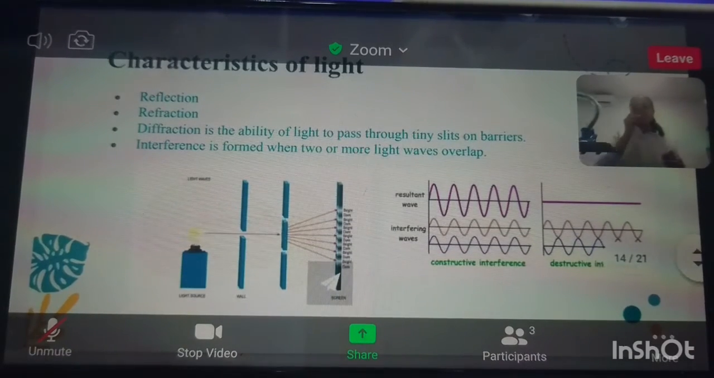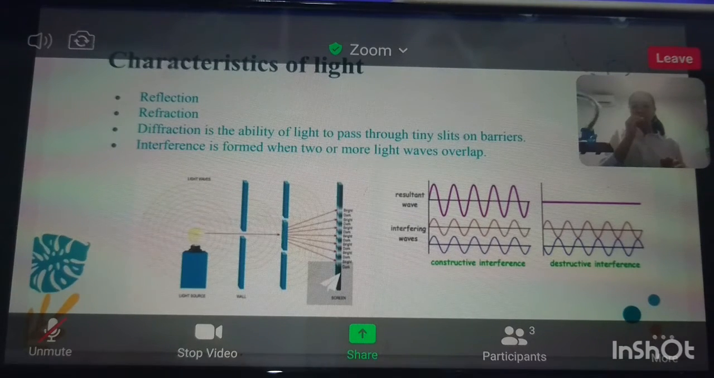Characteristics of light. 1. Reflection. 2. Refraction. 3. Diffraction, which is the ability of light to pass through tiny slits on barriers. 4. Interference, which is formed when two or more light waves overlap.